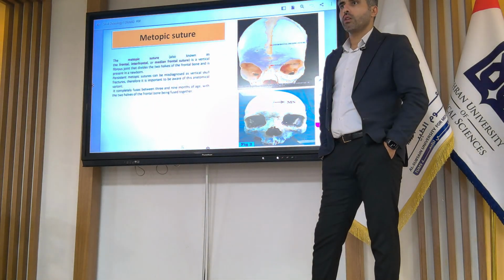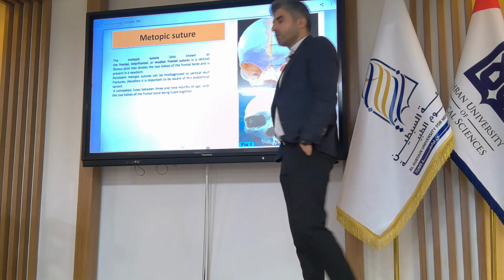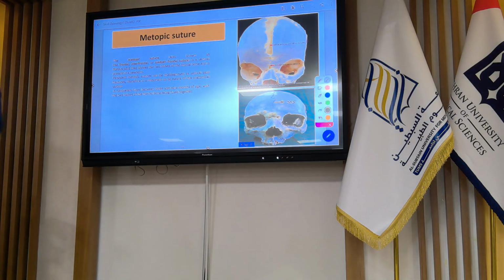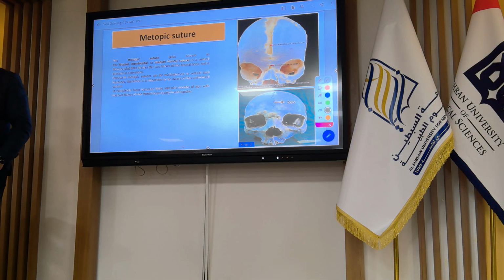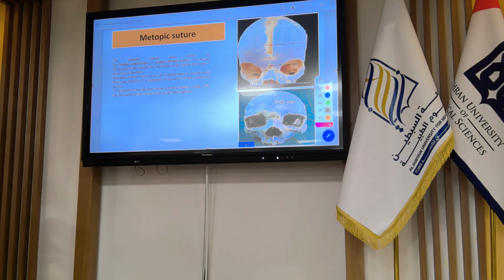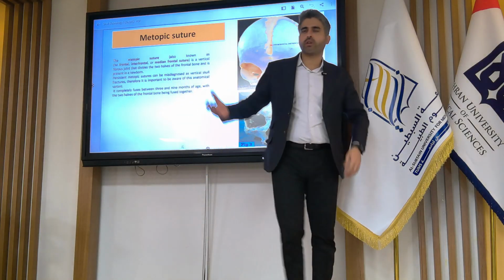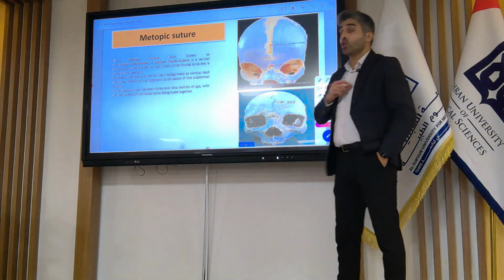Metopic suture. I told you the frontal bone was paired in the fetal period and in the newborn. But after 6 to 9 months, it fuses, and because we don't have a suture, it's one bone. Sometimes this suture, the metopic suture, doesn't disappear and stays. What does it mean? It means it's not completely fused, not completely ossified. What is the reason? It's related to some genetic factors and growth factors. No problem, but you should pay attention to that.